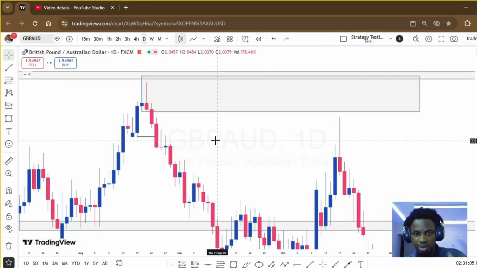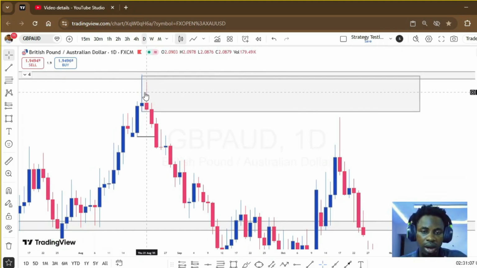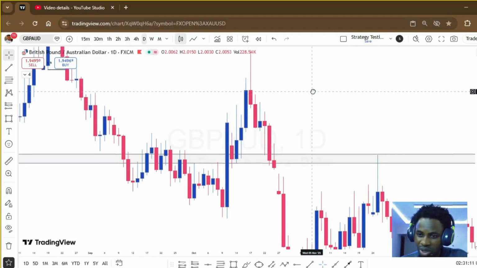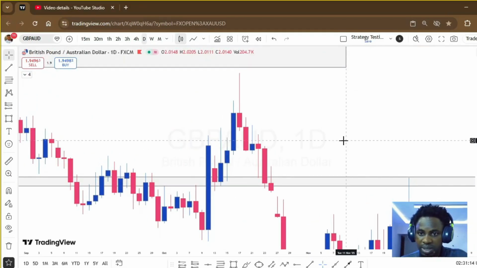But notwithstanding, what I'm trying to explain is this evening star candlestick pattern is a very valid one. Anytime you see price tap into it, you should actually respect it. Yes.